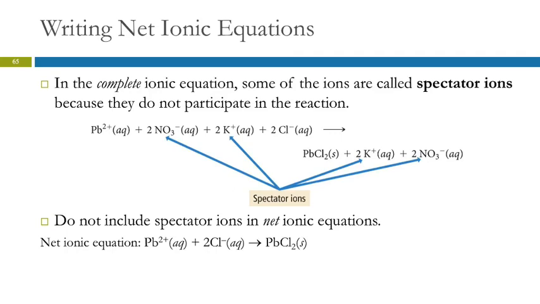So in that complete ionic equation, some of those ions we refer to as spectators. So here's the same equation we were looking at in the previous slide. Here in the reactants we have two nitrate ions, and in the products we have two nitrate ions. We have 2 potassium ions in the reactants and 2 potassium ions in the products.